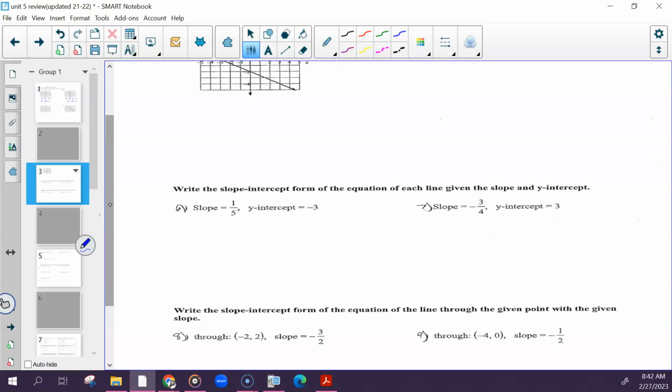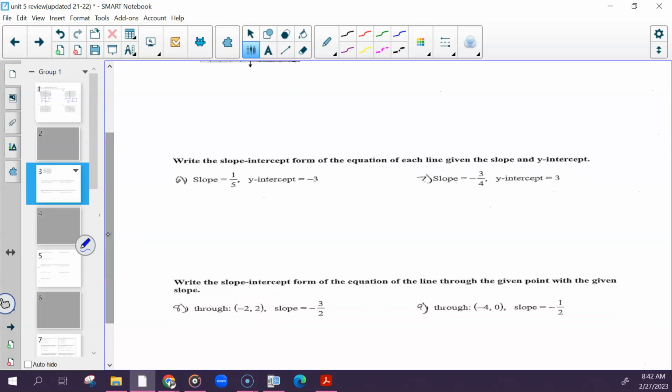Jasmine? So if you're given your slope and your y-intercept, you just have to put those together. Y equals negative 3 over 4x plus 30. Regina?